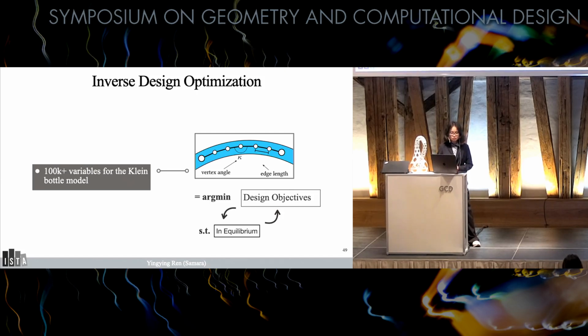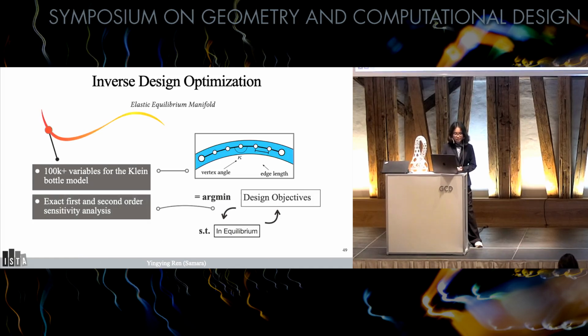In order to get the derivative of the equilibrium solution over the design parameters, we perform exact first and second order sensitivity analysis using the adjoint states method. The schematic illustration here shows that as we update the design parameters following the direction given by the sensitivity analysis, we have now deviated from equilibrium states. We need to resolve the equilibrium problem with respect to these new design parameters to go back to the elastic equilibrium manifold. And we need to perform this projection after each iteration of the design parameter updates.